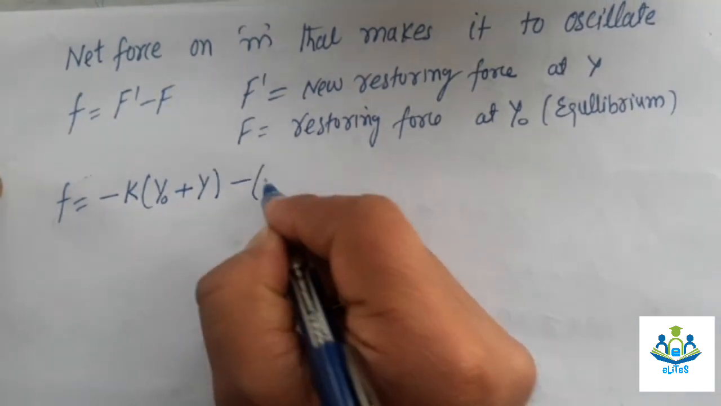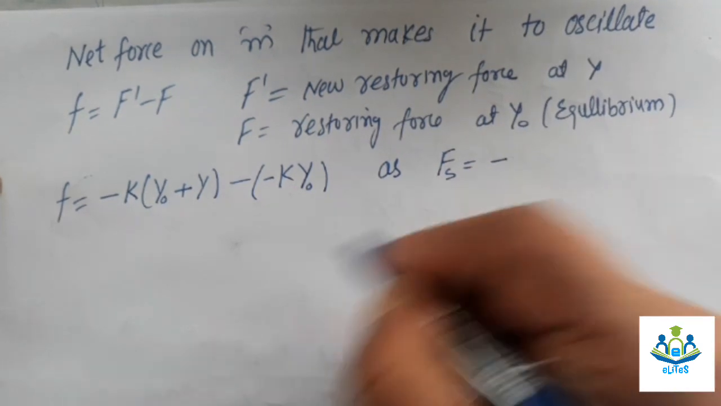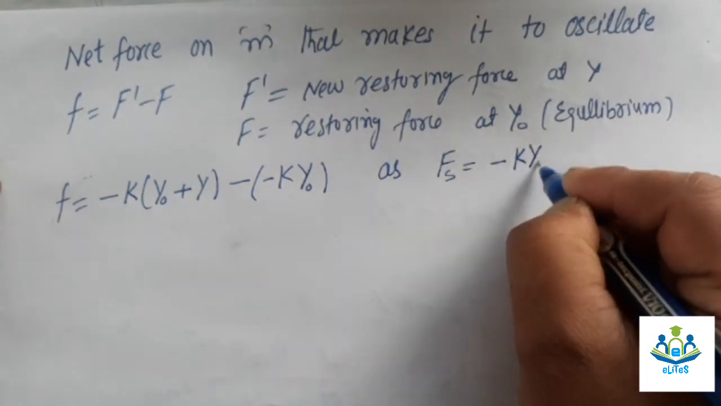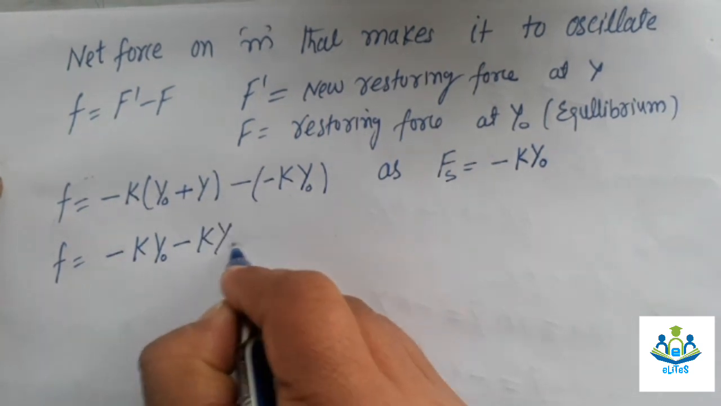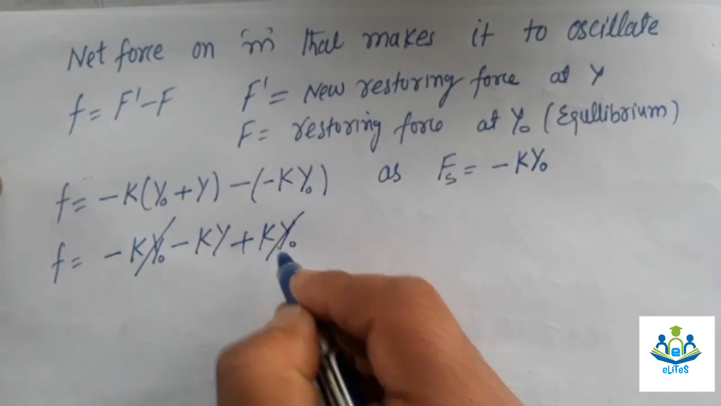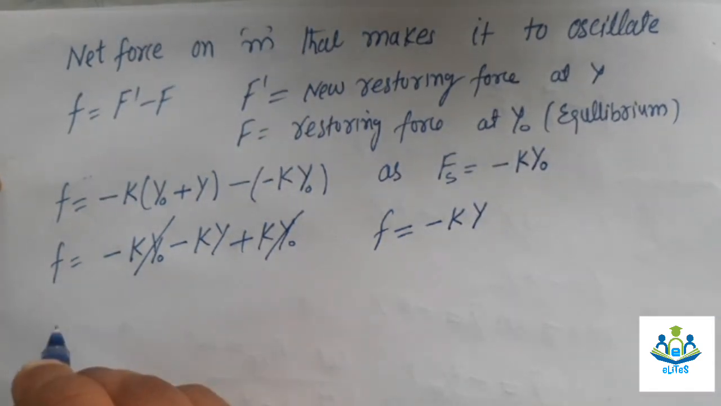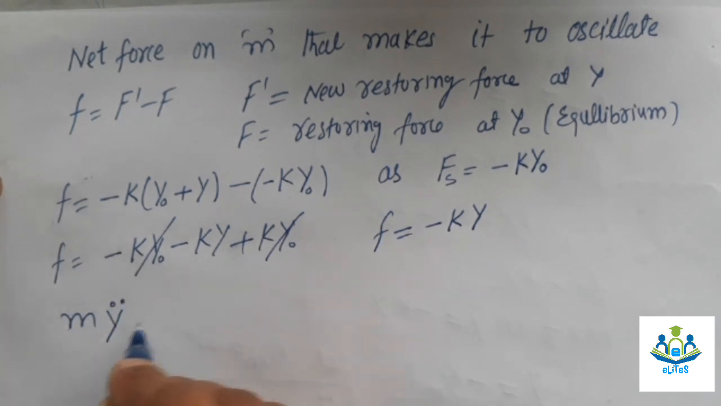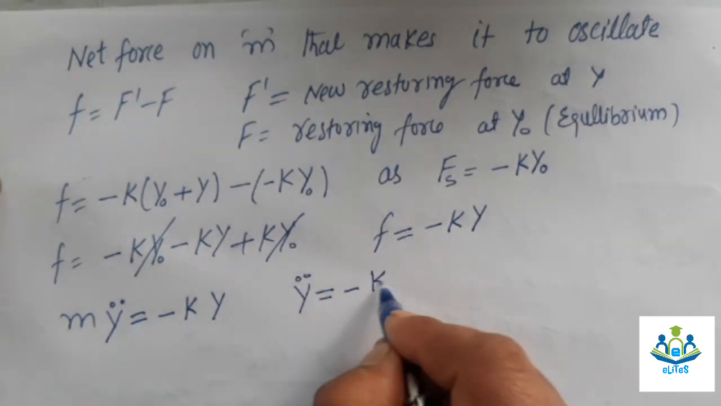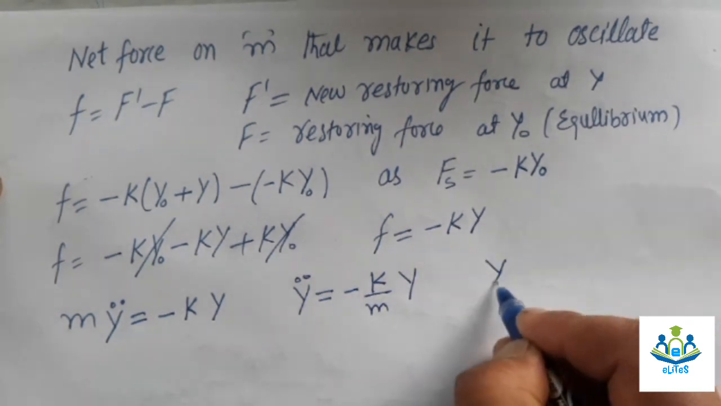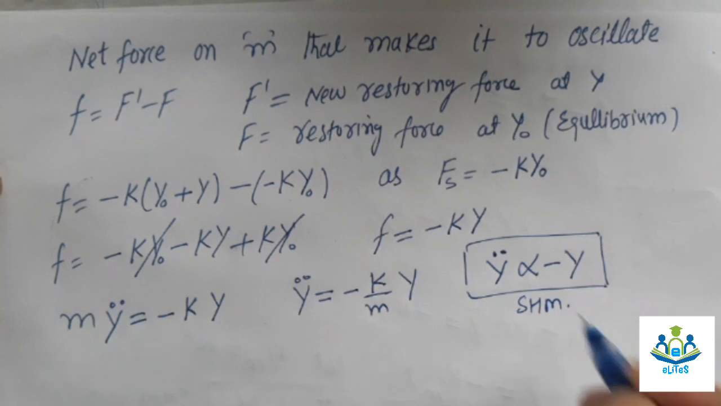minus K y naught, as the restoring force when it was in equilibrium is minus K y naught. Alright, the force will be now minus K y naught minus K y plus K y naught. So this will get cancelled. Then the force which will make it oscillate is minus K times y. As you know, the force is mass into acceleration. It is minus k times y. Then this acceleration will be minus k over m times y. Clearly, this acceleration is proportional to negative y. So this is simple harmonic motion.